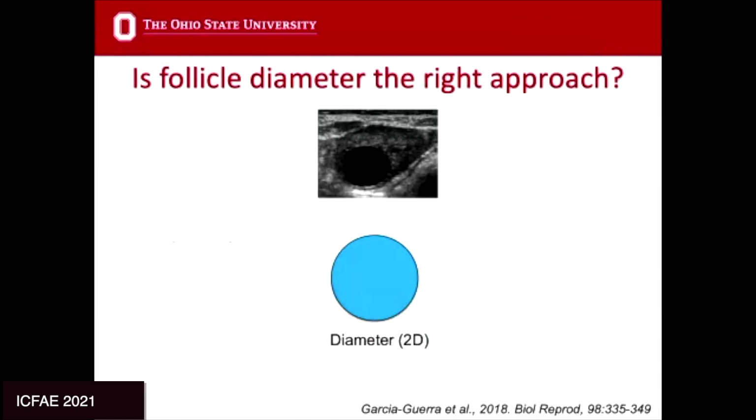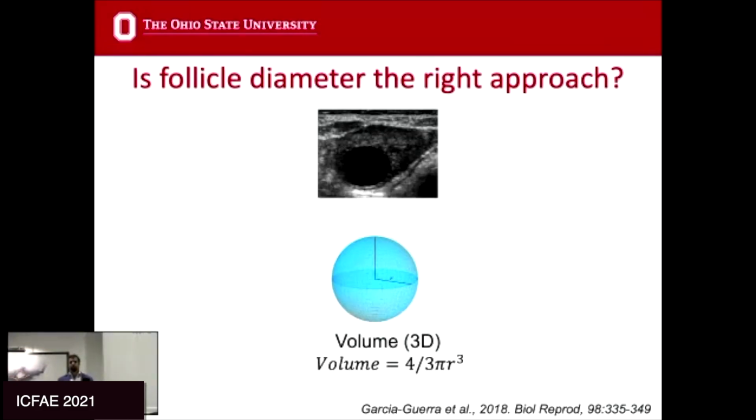So then that brought us to the question whether follicle diameter was really the right way to go and assess the functionality of follicles. And it's a very intuitive way to do it in diameter because we use ultrasonography and you're looking at a 2-dimensional screen. However, as obvious as it may seem, the follicle is a 3-dimensional structure. So we decided to start thinking about follicle functionality from that perspective.